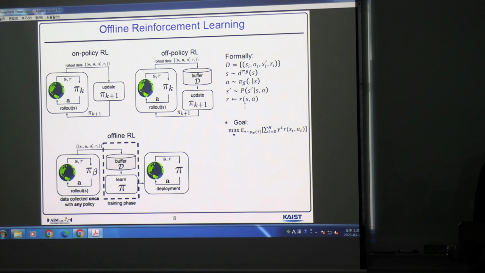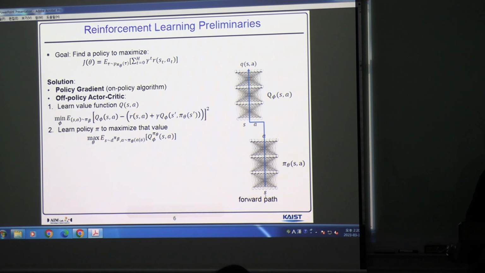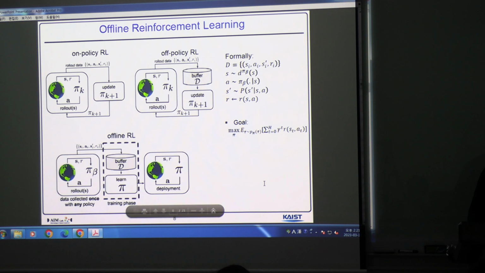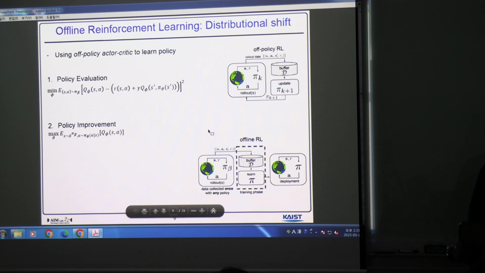In this setting, we also collect the state and action from some policy, and usually we don't know what this policy is. And the target in this setting is also to find the policy that maximizes this objective. The challenge in offline RL is the distributional shift.